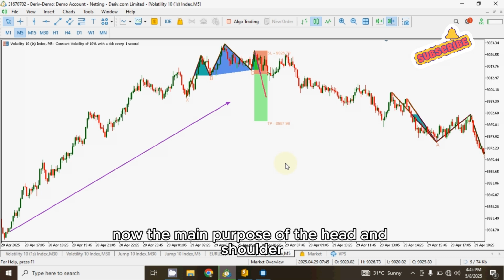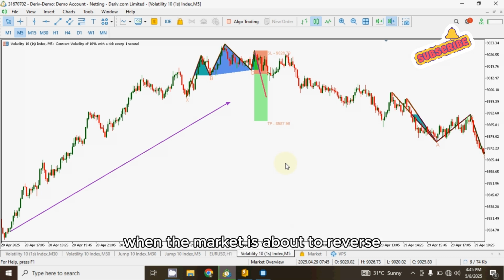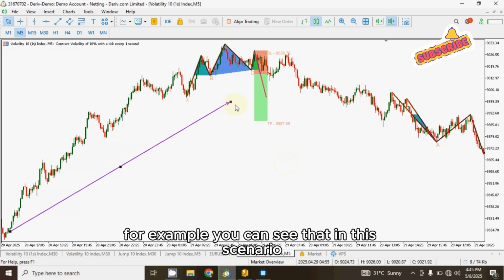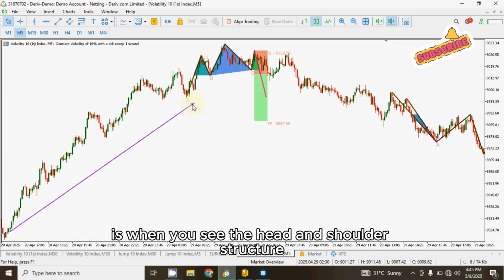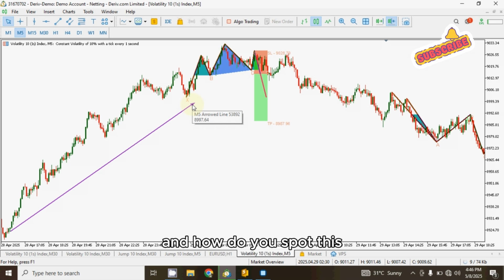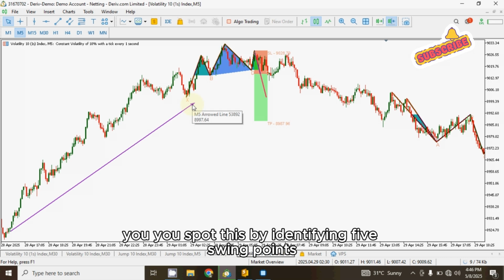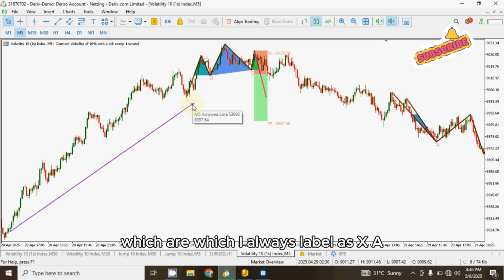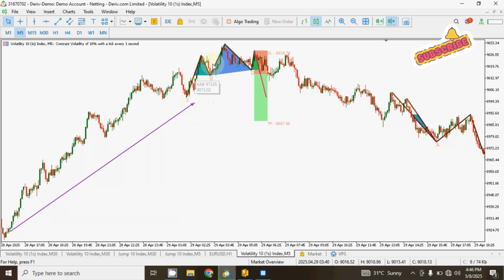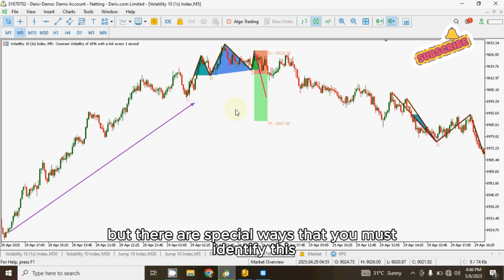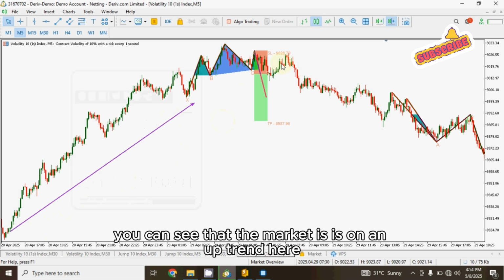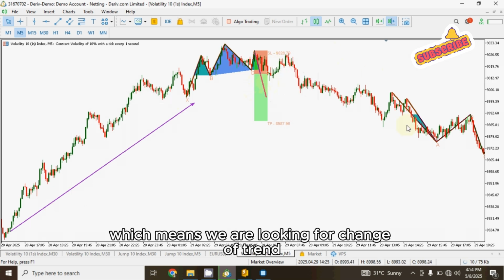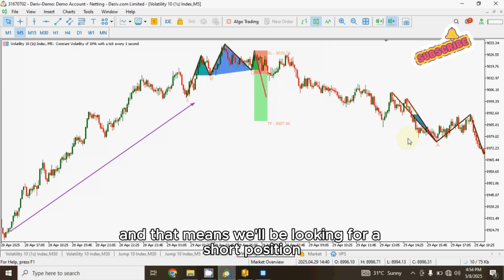Now, the main purpose of the head and shoulder strategy is to spot when the market is about to reverse. For example, you can see that in this scenario the market was on an uptrend. The best way to spot when the market is about to change to a downtrend is when you see the head and shoulder structure. And how do you spot this? You spot this by identifying 5 swing points, which I always label as X, A, B, C, D, E. Not just swing points, but there are special ways that you must identify this, which I'm going to explain to you in this video. You can see that the market is on an uptrend here, which means we are looking for change of trend, and that means we'll be looking for a short position.